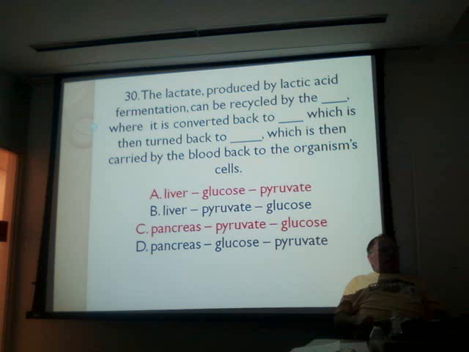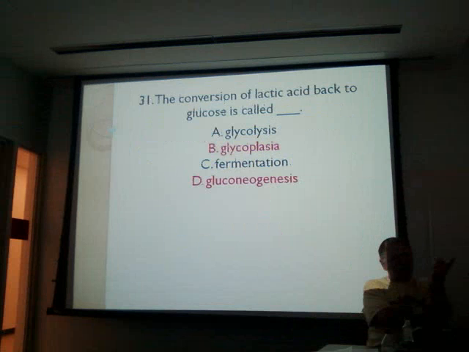It doesn't happen. to the organism. There's only got to be The conversion of blood. Conversion. D. Oh.